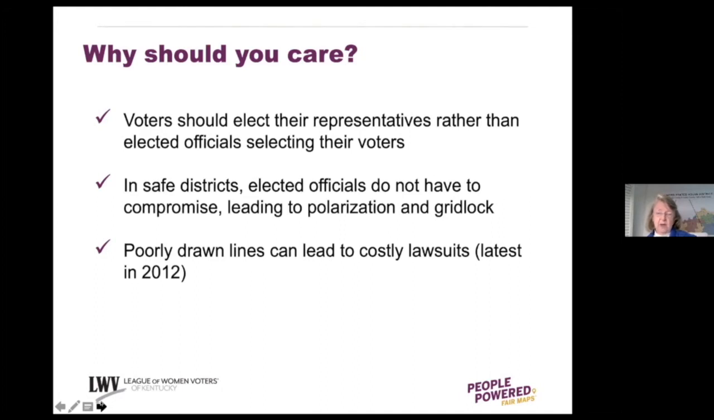And then poorly drawn lines can lead to costly lawsuits. And that happened in 2012. Both the House and the Senate were sued for the way their lines were drawn. The courts found in favor of the plaintiffs, and the legislature had to go back to the drawing board. So the lines that you see in the current maps in just a few minutes were drawn in 2013.